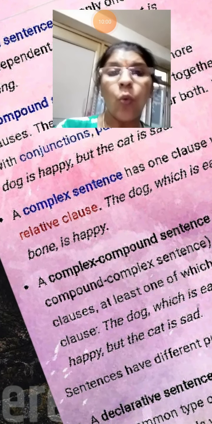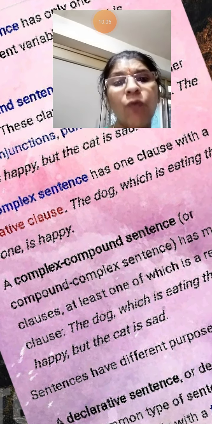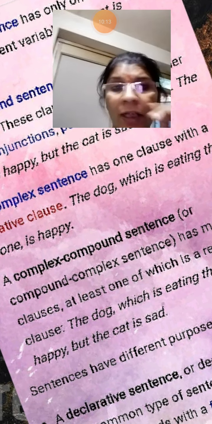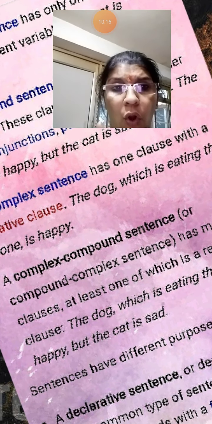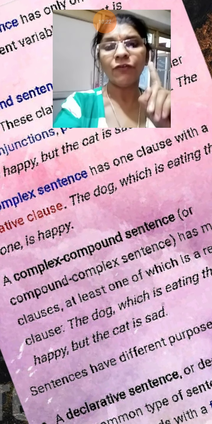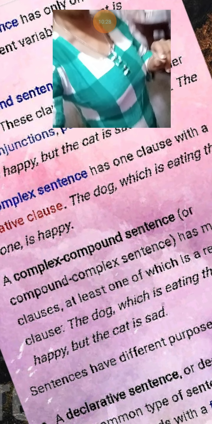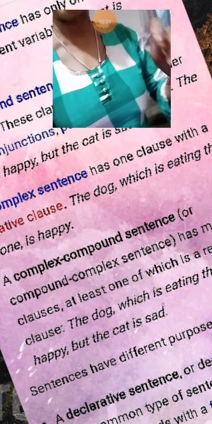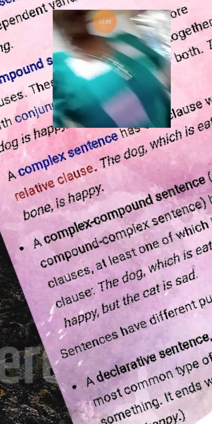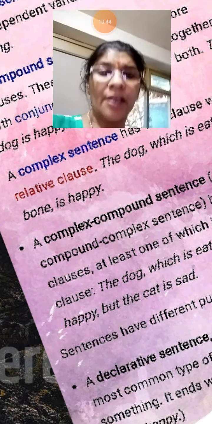A complex sentence. What is a complex sentence? A complex sentence has one main clause with a relative clause. For example: The dog which is eating the bone is happy.